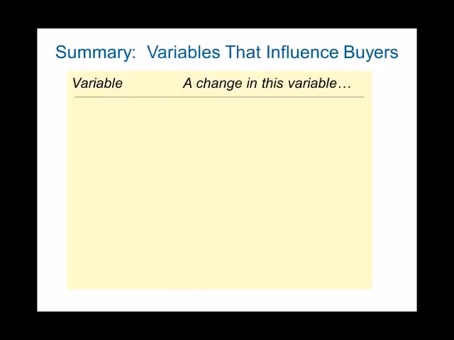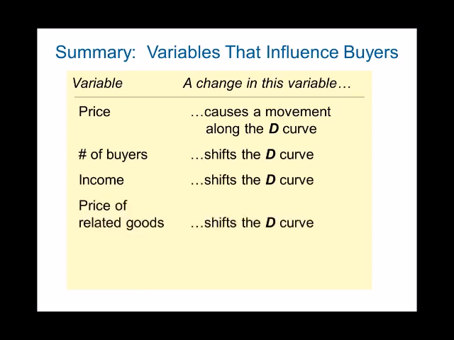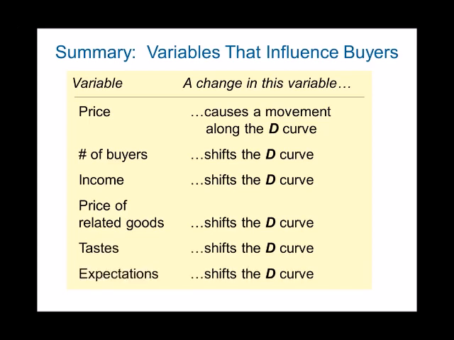So let's look at the variables, a summary of what influences buyers. What are the non-price determinants? Price does not shift the demand curve. So if price goes up, we just move along the demand curve. We don't shift the demand curve. But every other factor that we talked about, number of buyers, income, price of related goods like complements or substitutes, the tastes of buyers, and the expectations of buyers, all those affect demand.